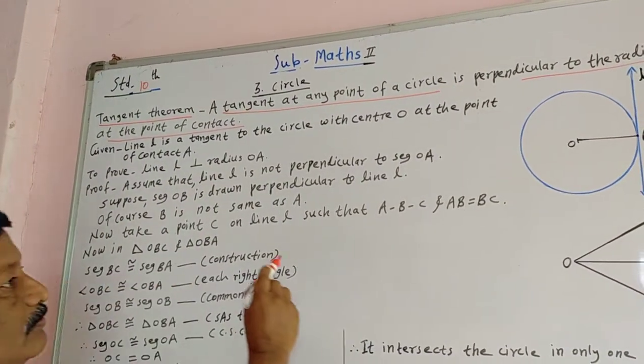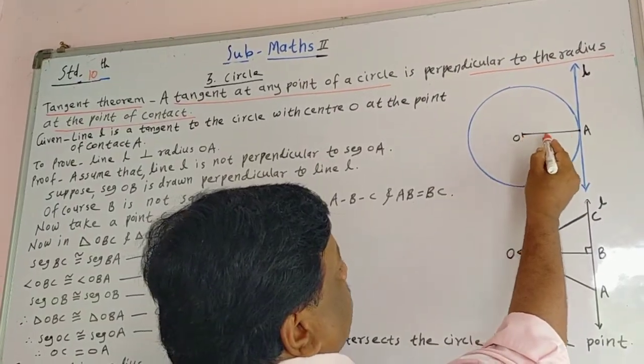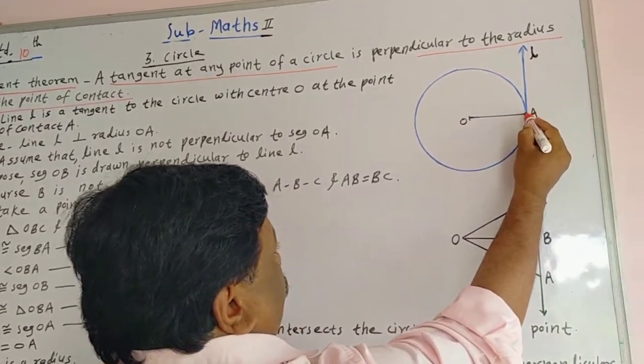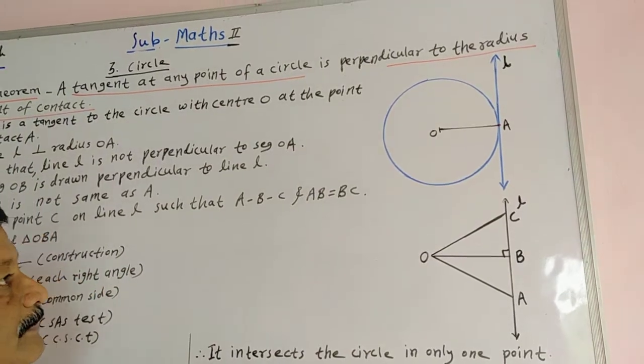Now here, first we will draw one circle with center O. Its radius is OA, and line L is here, which is tangent to the circle at point A. A is called the point of contact.